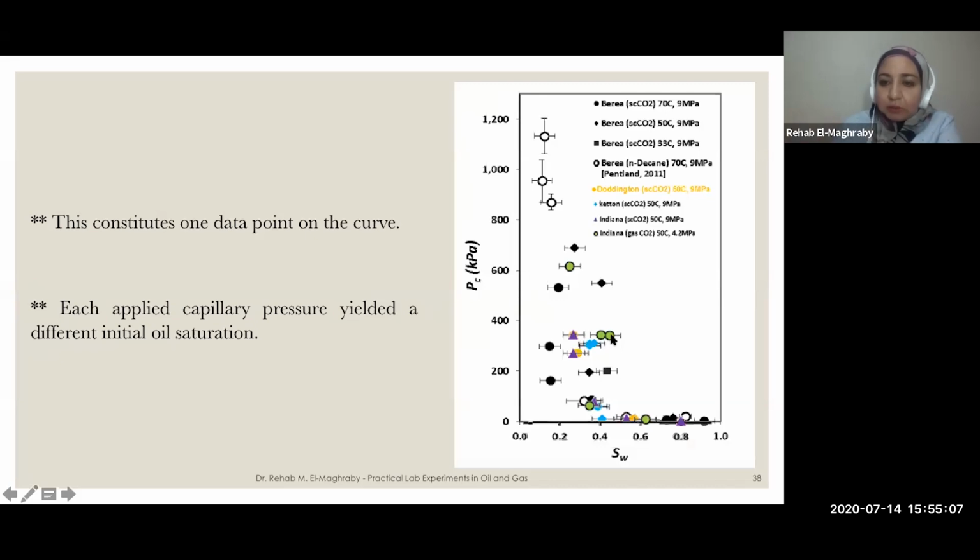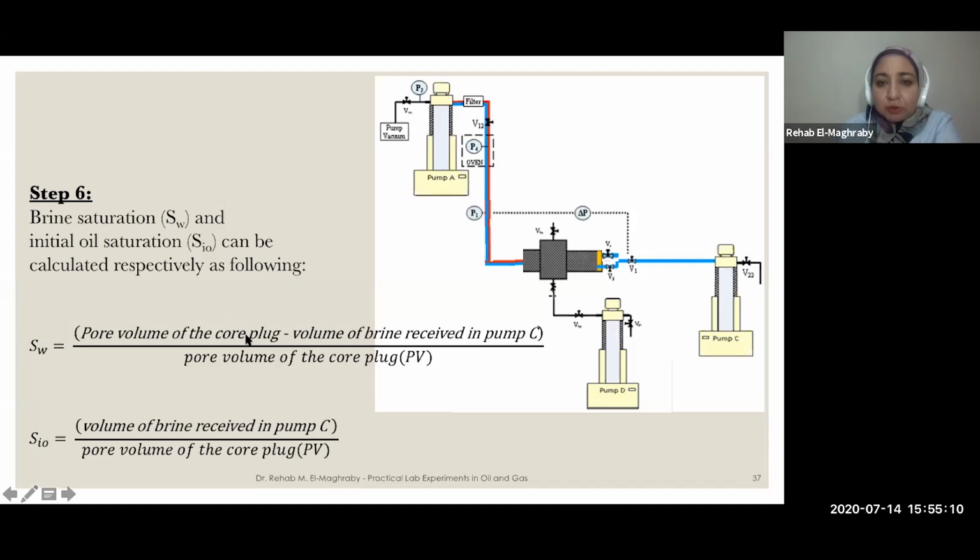Okay. So how to calculate this water saturation? It is the pore volume of your core, take away the volume of prime received in this pump. The volume of prime received in this pump is equivalent to the volume of oil. So what you are getting here is the volume of water inside your core divided by the pore volume. So you now can measure the water saturation. And for the oil saturation, it is maybe 1 minus the water saturation, or you can just take the volume of water divided by the pore volume. Okay.